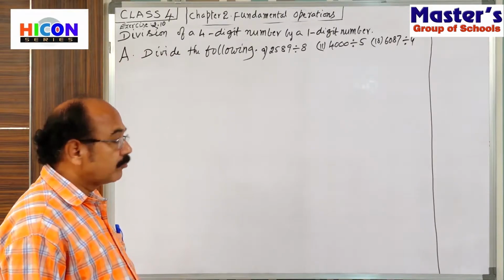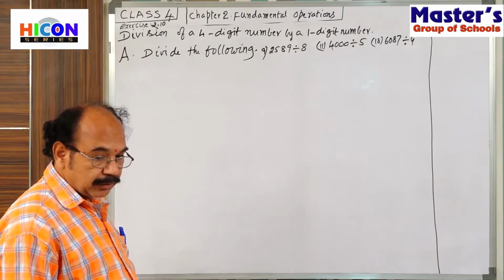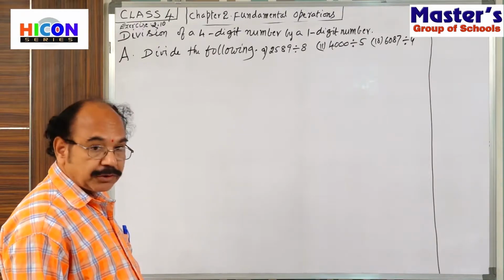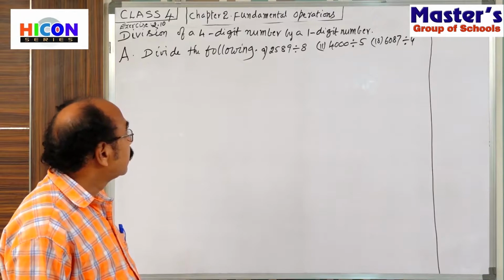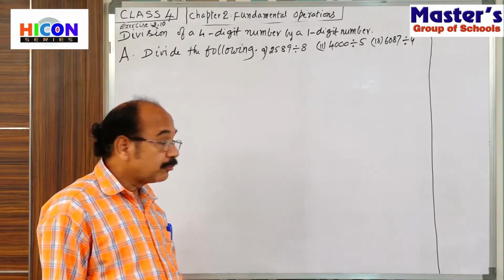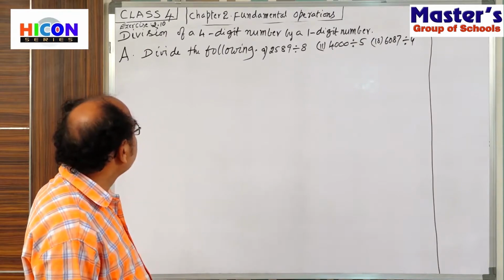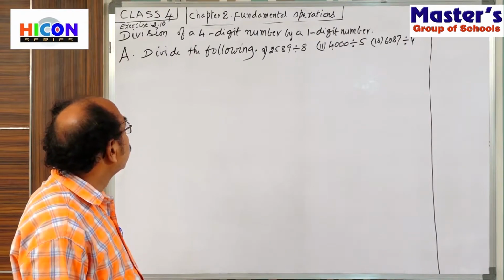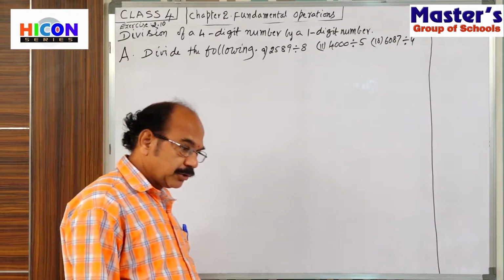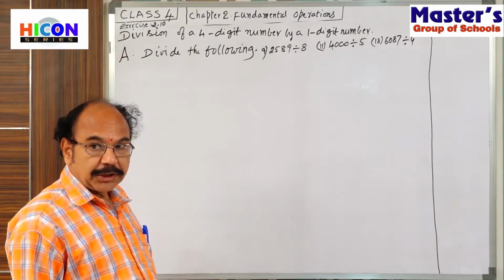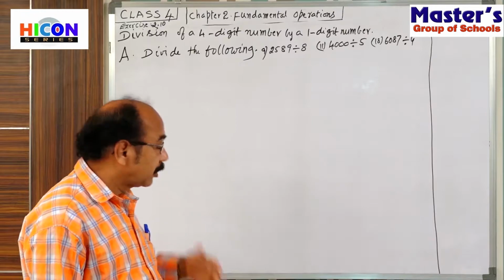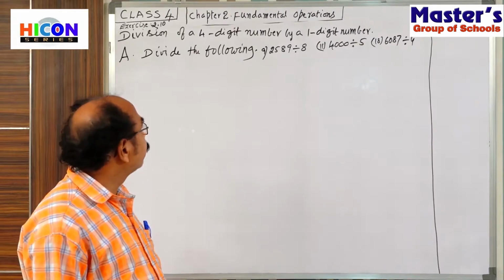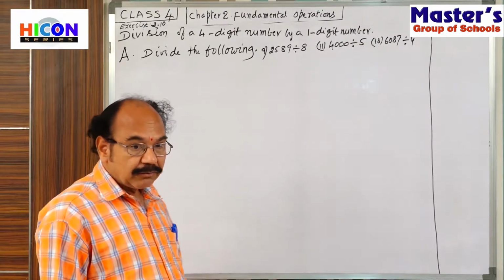Divide the following. Some problems are there. Of them I will teach you some problems, and with the help of that you can practice the remaining ones. You see, children, under section A, divide the following. Here 4-digit numbers are to be divided by a single digit, that means a 1-digit number. You take this 4-digit number and divide by a 1-digit number.